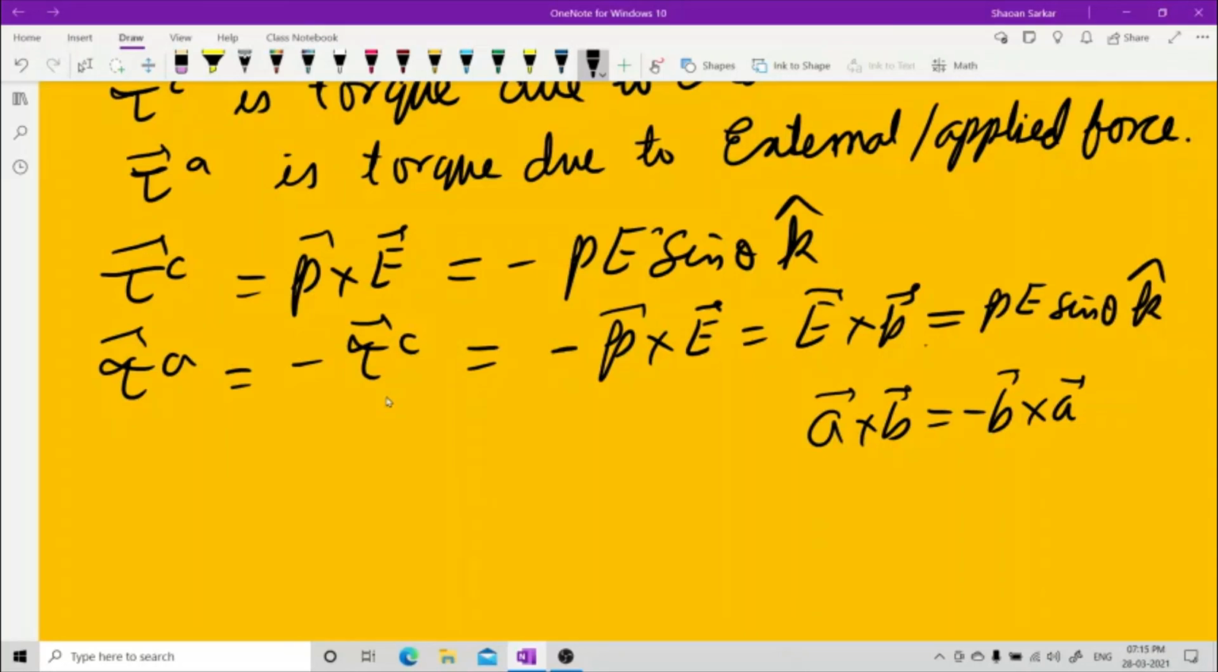Now this difference you must understand. You are trying to use the torque due to conservative forces, that is due to the electric field, or you are trying to find the torque by the application of an applied force. This has to be very clear. Otherwise you won't be able to do problems on this. This applied and this conservative is a very, very important concept.